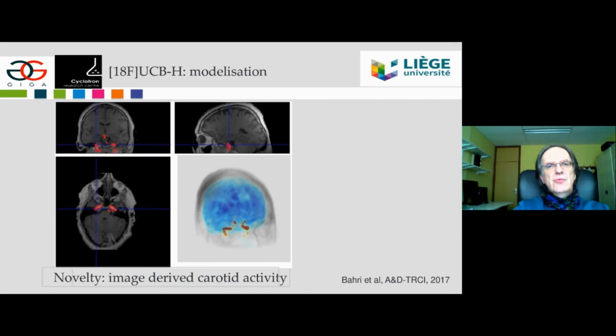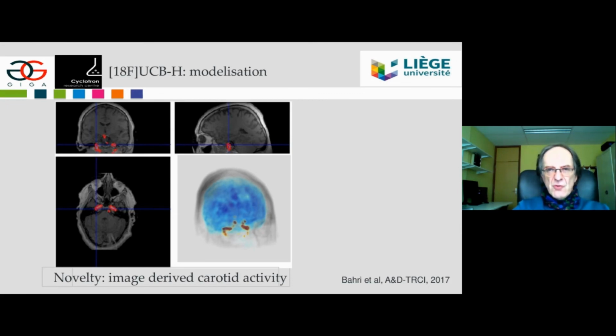Well, this is because with positron emission tomography, not only is the brain in the field of view of your camera, but the carotid artery is also in the field of your camera. So this is the overlapping of the MRI, and this is what your carotid artery are. And then it's possible to put regions of interest of your carotid artery on the PET image.